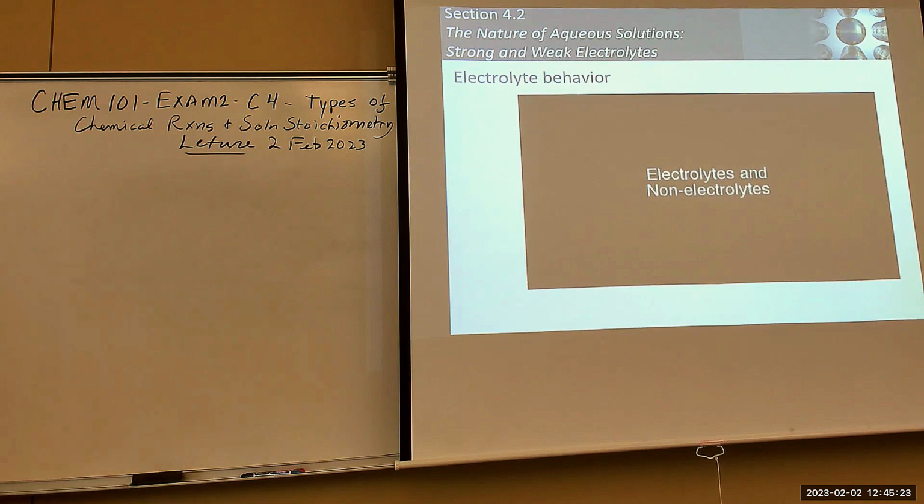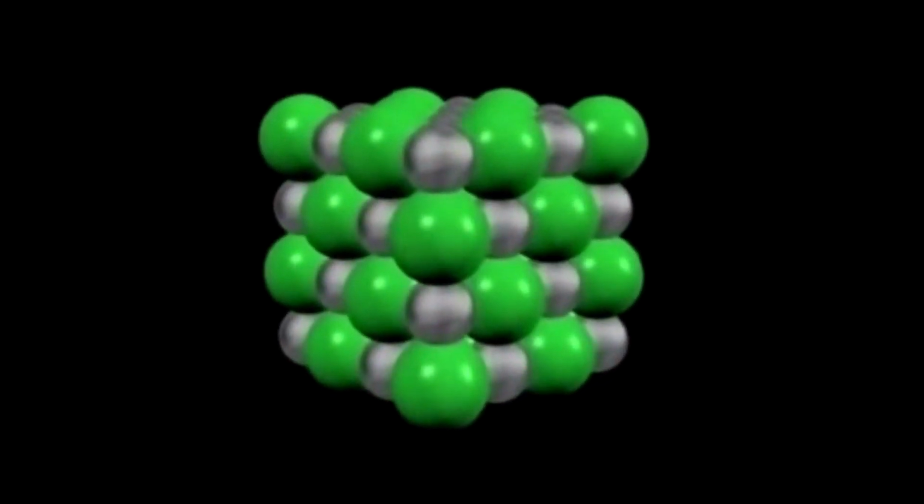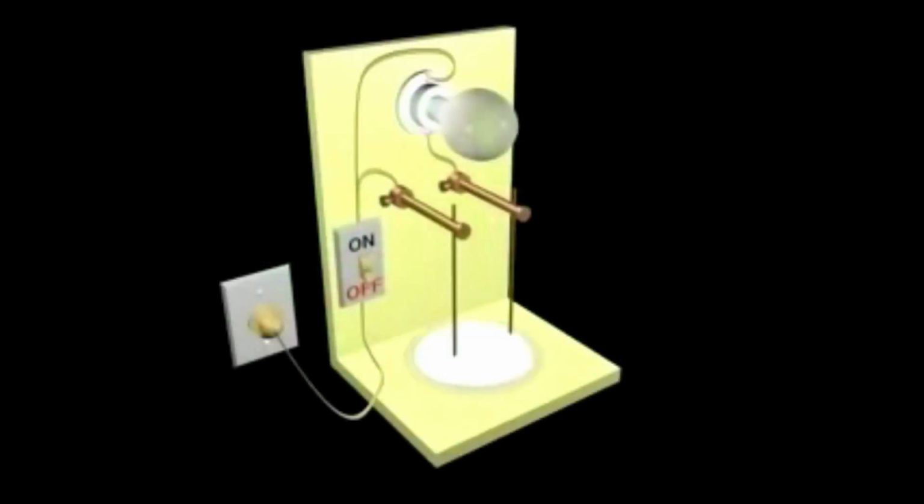We know from various lines of experimental evidence that solid sodium chloride consists of an ordered three-dimensional array of sodium and chloride ions. Solid sodium chloride is not a conductor of electricity. The ions of the ionic lattice are held in place by the strong ionic interactions in the solid and therefore are not free to move under the influence of the electric field.